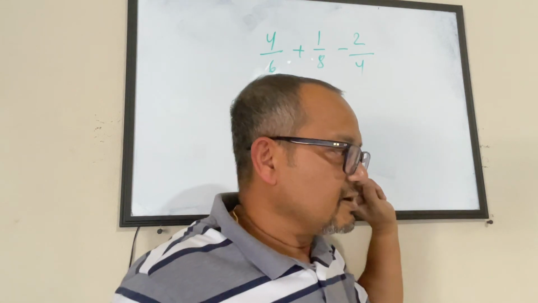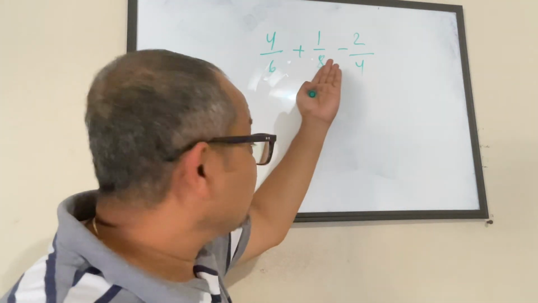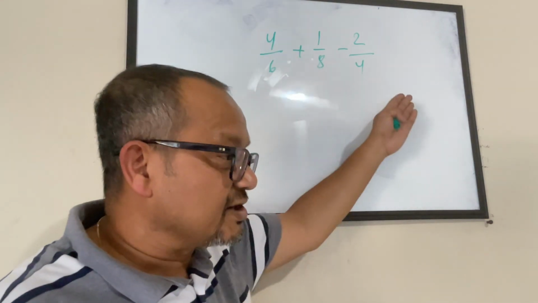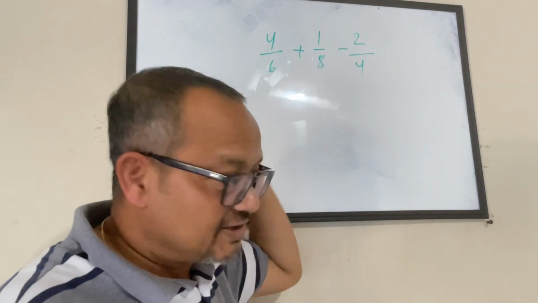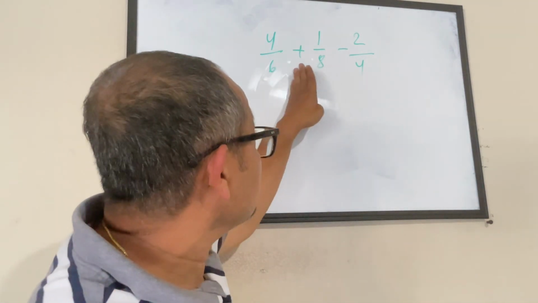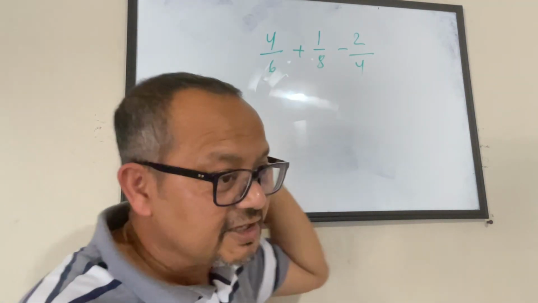But then how will you do LCM with 6, 8, and 4? I said I will not even worry about the signs first. I'll just look at the denominators. Do the same thing, same approach. As long as you're not talking about multiplication or division, it's only addition, subtraction, you do exactly the same way.